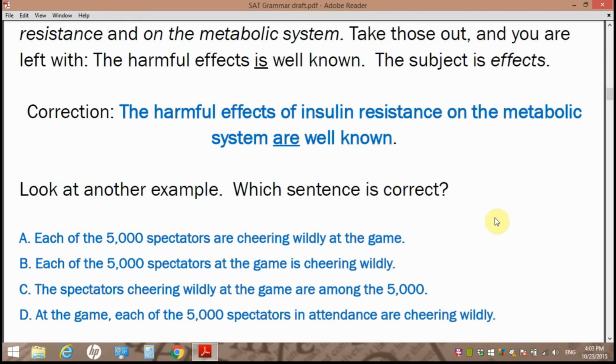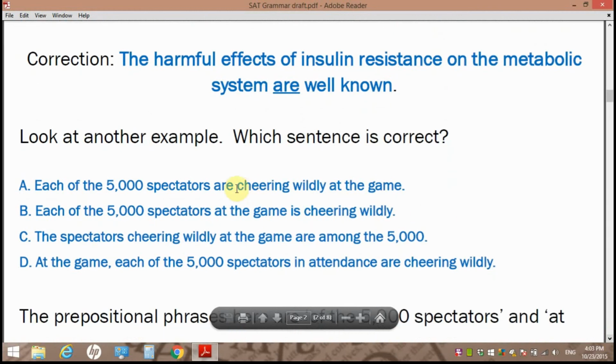Now, looking at our answer choices, even if you weren't quite sure on whether or not each was singular or plural, if you paid close enough attention to the verbs, are shows up 3 times, both in choices A, B, and D. Spectators are cheering wildly, at the game are among, attendants are cheering wildly. So even if you weren't able to pick out singular or plural, just simple process of elimination and looking for the similarities and differences among your answer choices should have helped you narrow it down to answer choice B.